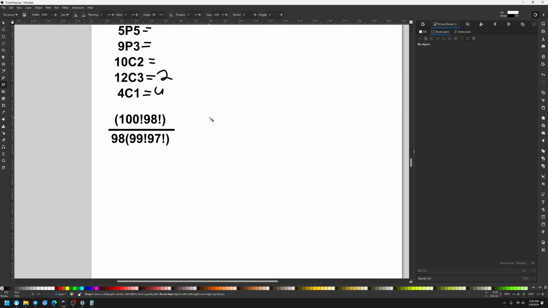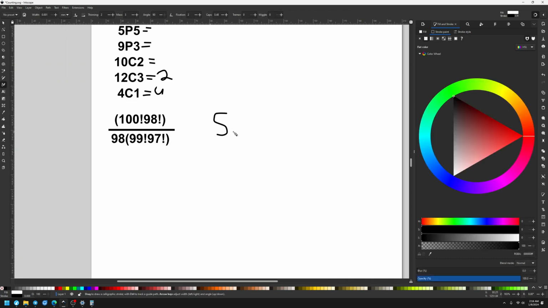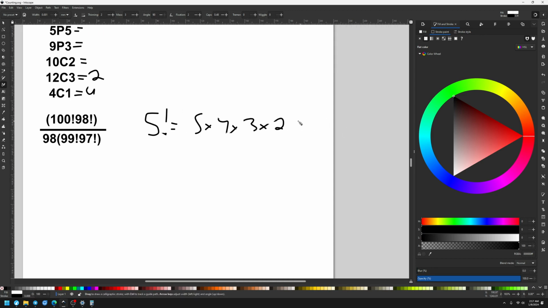So first, let's observe a property of factorials. 5 factorial is 5 times 4 times 3 times 2 times 1. And the property is that factorials contain other factorials. So here, 5 factorial can also be written as 5 times 4 factorial.